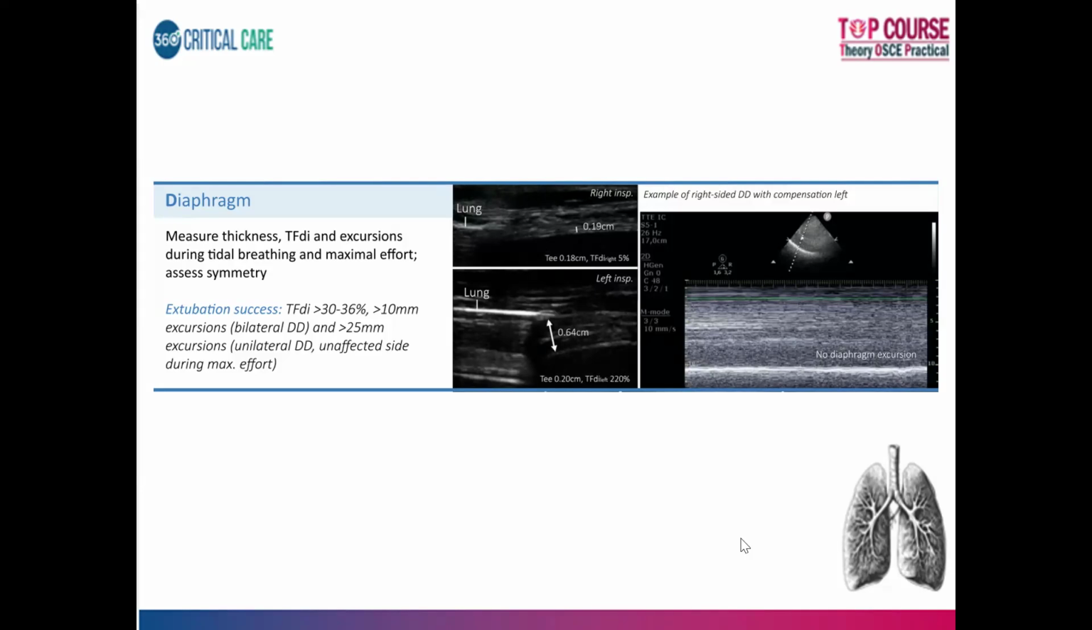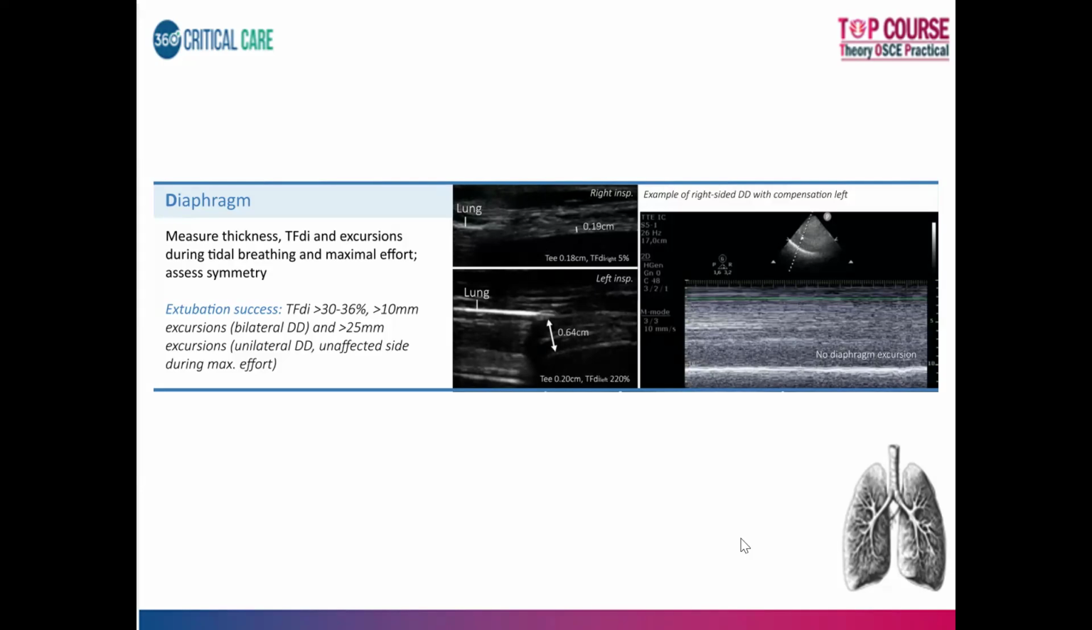The excursion. Then next one would be thickening fraction. For the thickening fraction, you have to do inspiratory minus expiratory divided by expiratory. If the thickening fraction is less than 20%, then the risk of failure is higher. If it's more than 36%, they say the success of weaning is higher.